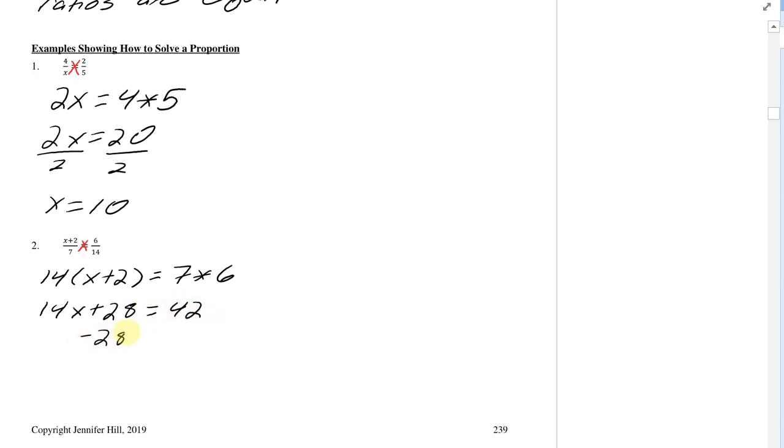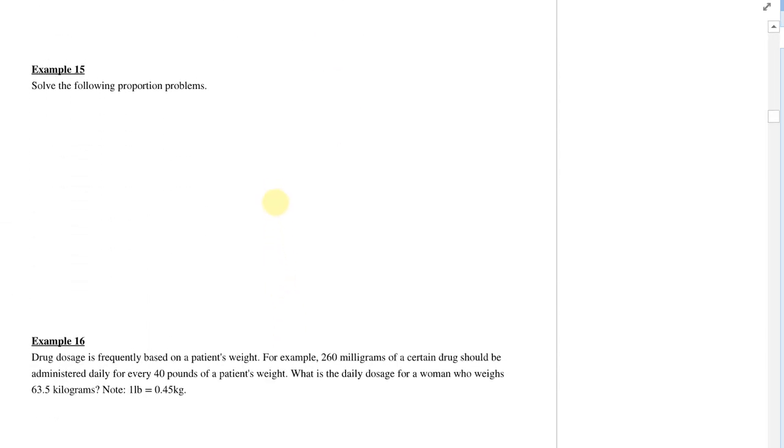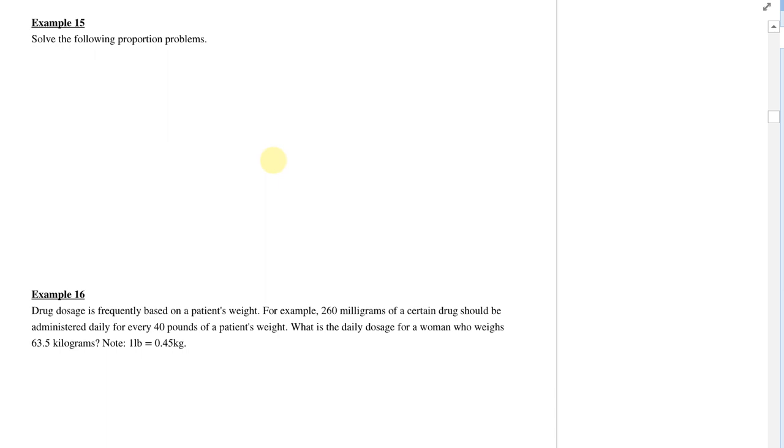And now I can go ahead and subtract off the 28. So I get 14x equals 14. And then if I divide both sides by 14, I will get that x just equals 1. So that's the idea behind these. Now I want to go to the next example, and let me give you some problems to solve.